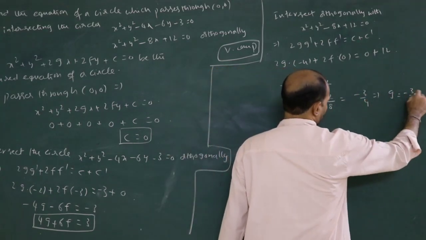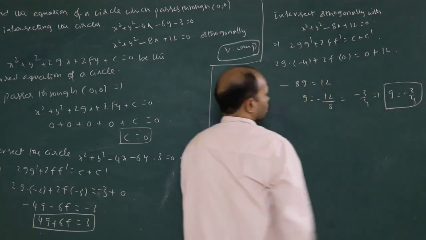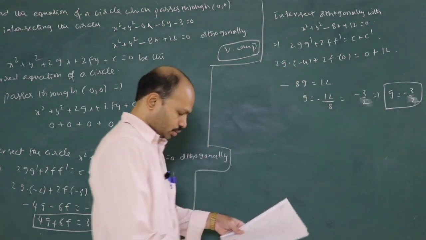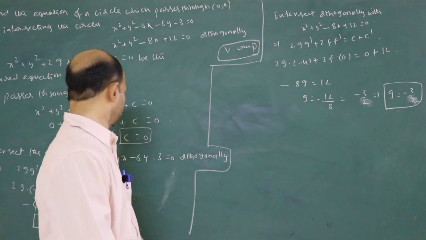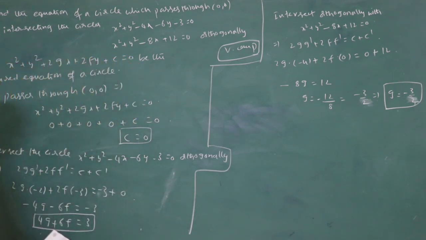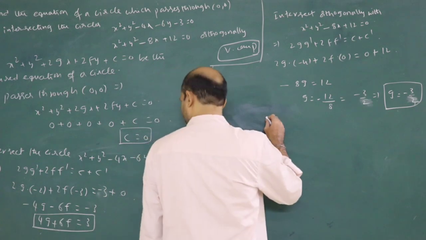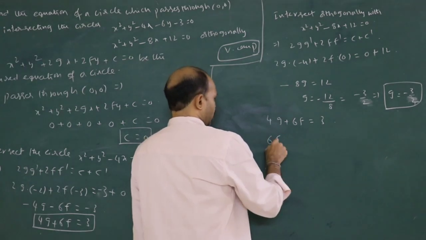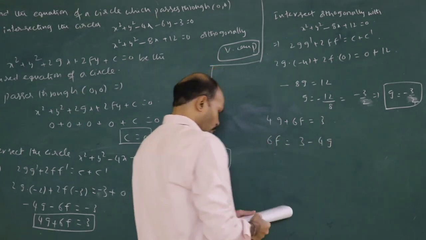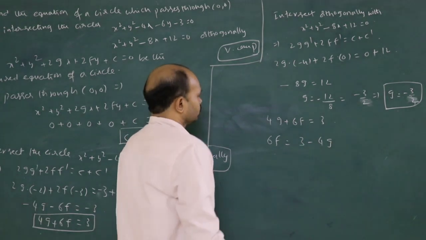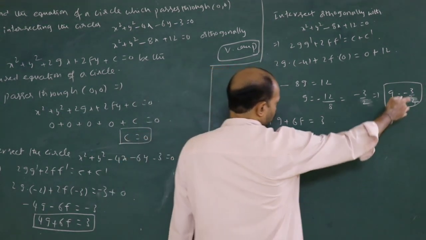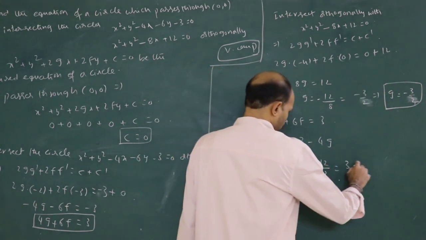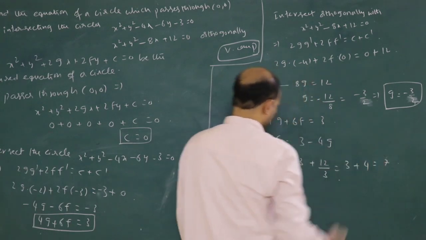Therefore, the value of g is equal to minus 3 by 2. Now find the value of f from the second equation. We have 4g plus 6f is equal to 3. 6f is equal to 3 minus 4g. That is 3 minus 4g. 4 threes are 12.